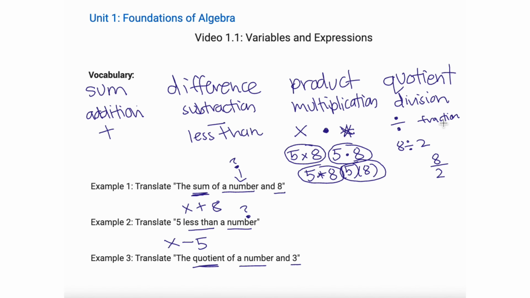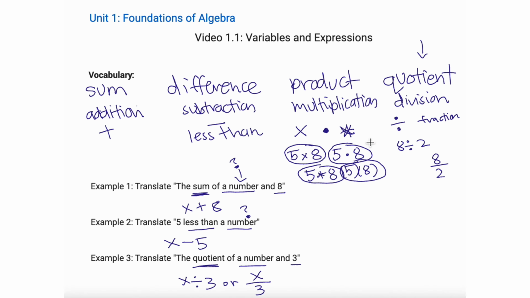So quotient means, again, division or a fraction. So there's 2 ways that you could write it. You could say a number divided by 3, or you could do a fraction where it's x divided by 3 or x over 3. Both of these are acceptable to translate the quotient of a number and 3.